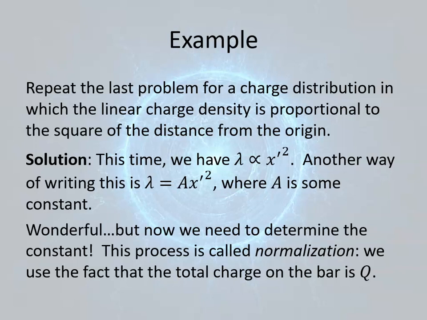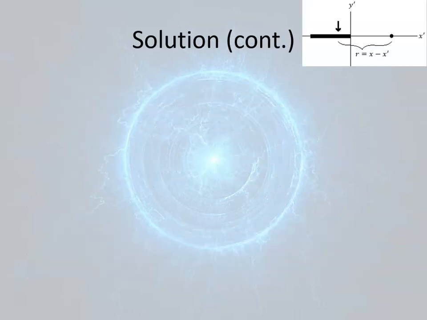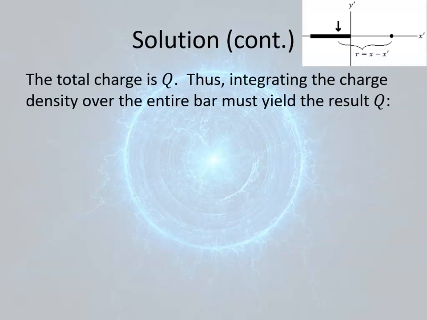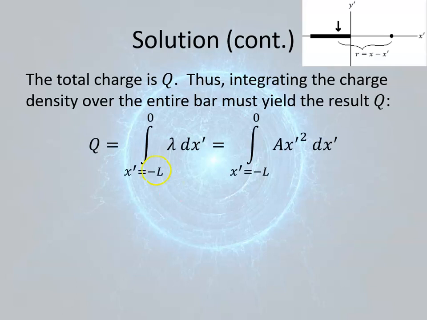So to figure that out, we need to employ a process called normalization, where we use the fact that the total charge on the bar is q and it has a length of L. So let's see what that is going to look like. In other words, in the first step, we need to figure out what a is, what our proportionality constant is. Well, the total amount of charge there is q. In other words, if I was to add up all of my little bitty dq's all across this bar, they need to add up to big Q.